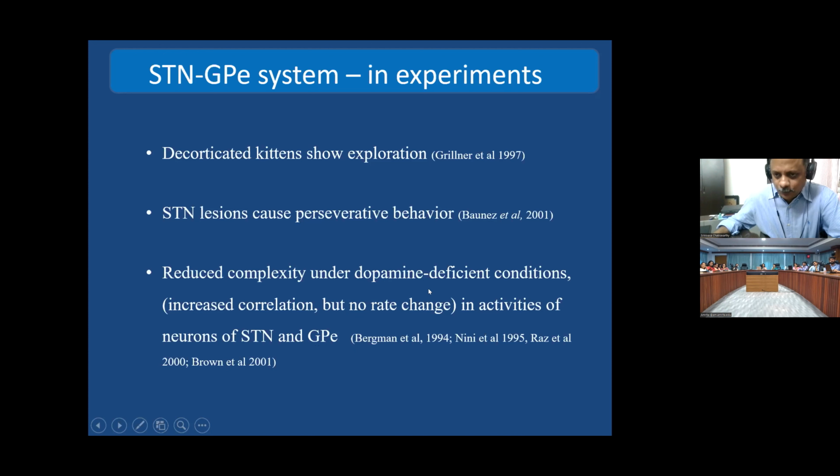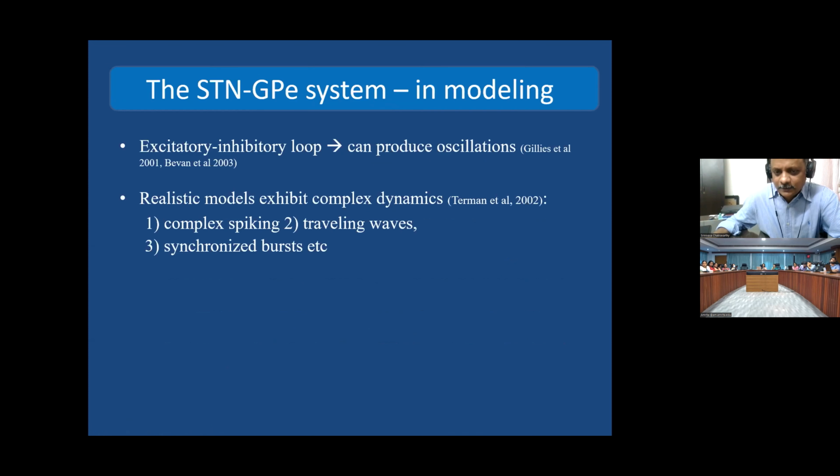Then in terms of electrophysiology, people have shown that if you measure the activity of STN and GP under dopamine-deficient conditions, which is what you see in Parkinson's disease, there's not much change in firing rates, but there's increased correlation among the activities of both STN and GP independently. There's higher synchrony within STN. In fact, in PD you find synchronized oscillations in STN in the beta range, around 20 hertz. You will see some of those results later on in the talk.